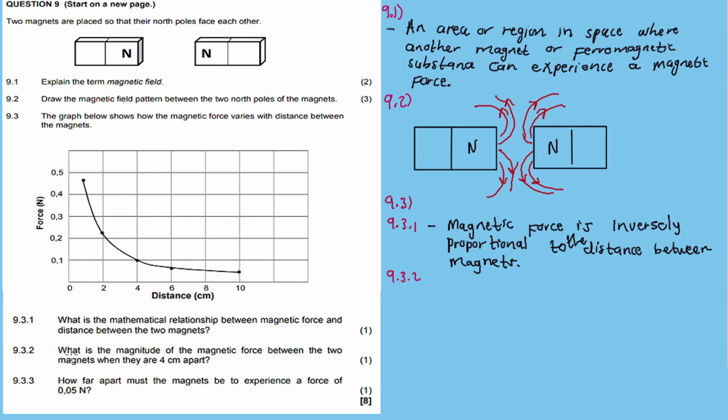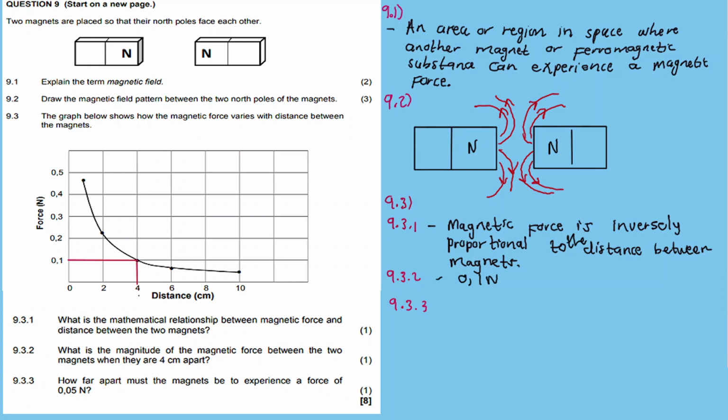Lago 9.3.2, but what is the magnitude of the magnetic force between the two magnets when they are 4 centimeters apart? So it's 4, it's 0.1. You just read off ama answers wako from the graph. It's 0.1 newtons, so it's 4 lana, it's 0.1, so the force, it means it's 0.1.